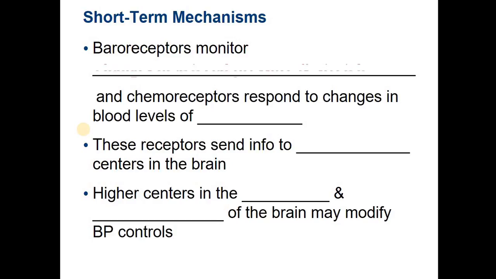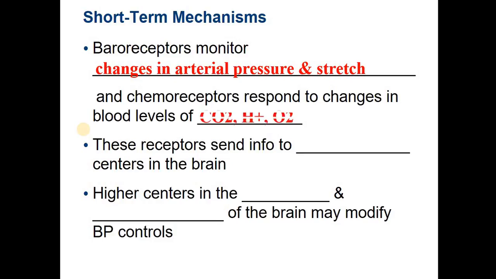So your baroreceptors will monitor changes in your arterial pressure and stretch, and your chemoreceptors respond to changes in levels of chemicals like CO2, or carbon dioxide, or hydrogen, or O2, in other words, oxygen. So these are chemical receptors. Baroreceptors will respond to stretch, or change in size, in other words, of something.